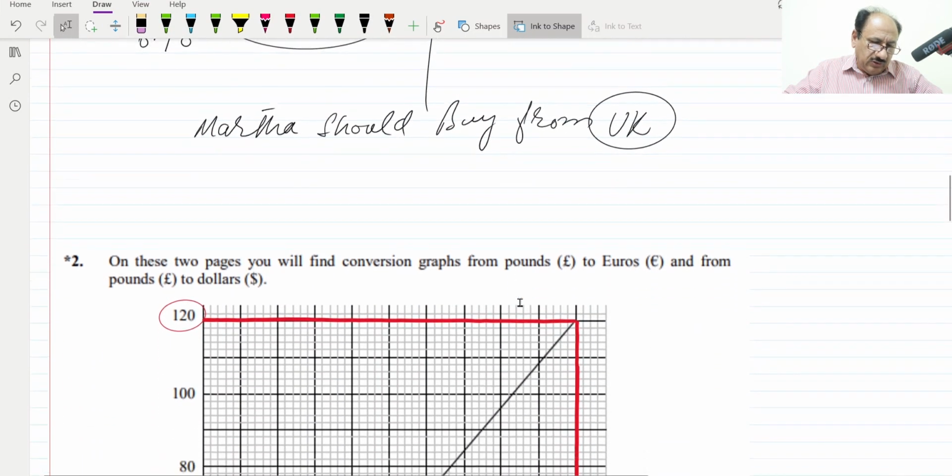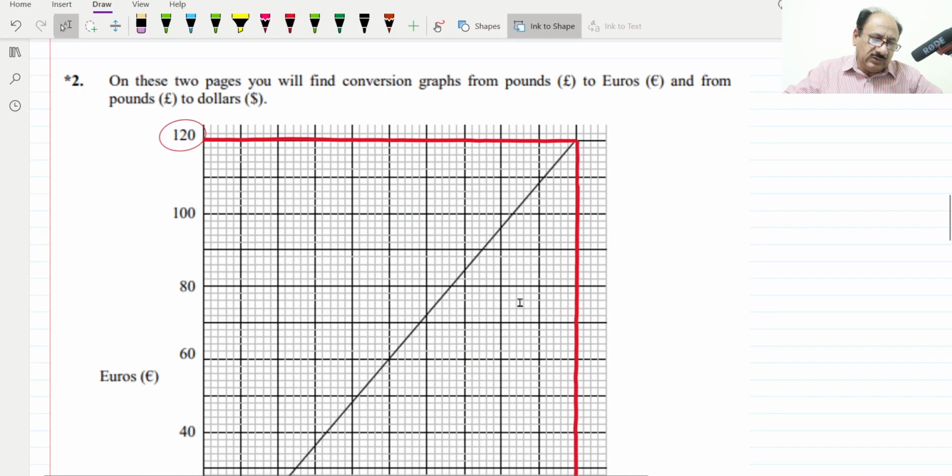Hopefully you understood this. Now this is another exam question on these two pages. These type of questions are also coming when a graph is provided and you have to check the conversion ratio, or you have to utilize the ratios from those graphs. These type of situations are also provided in different past paper questions. So we will be going through this. On these two pages you will find conversion graphs from pound to euros and from pound to dollars. So these will be the two graphs.